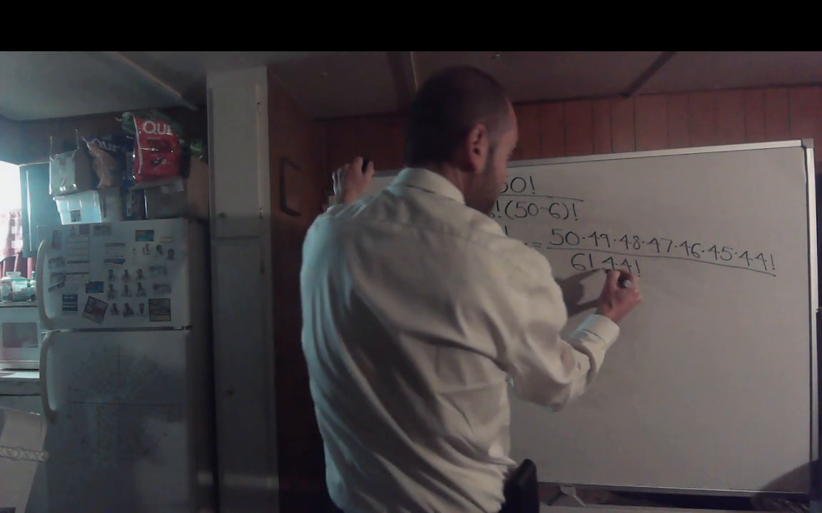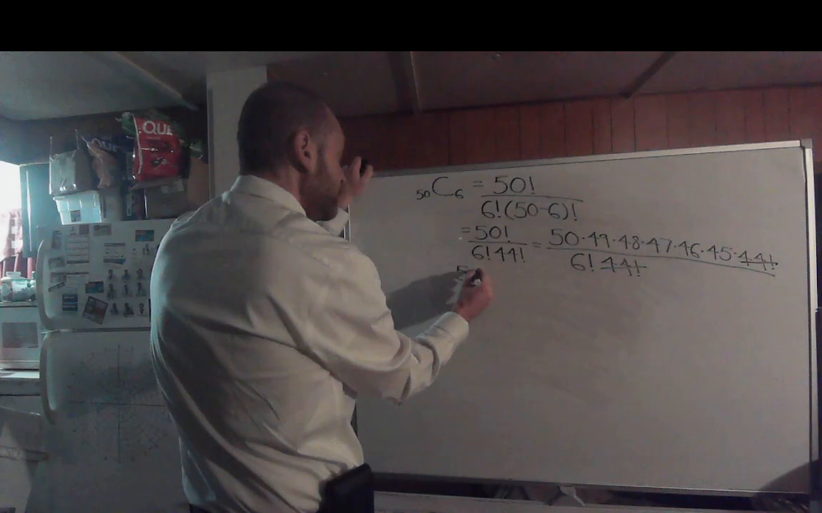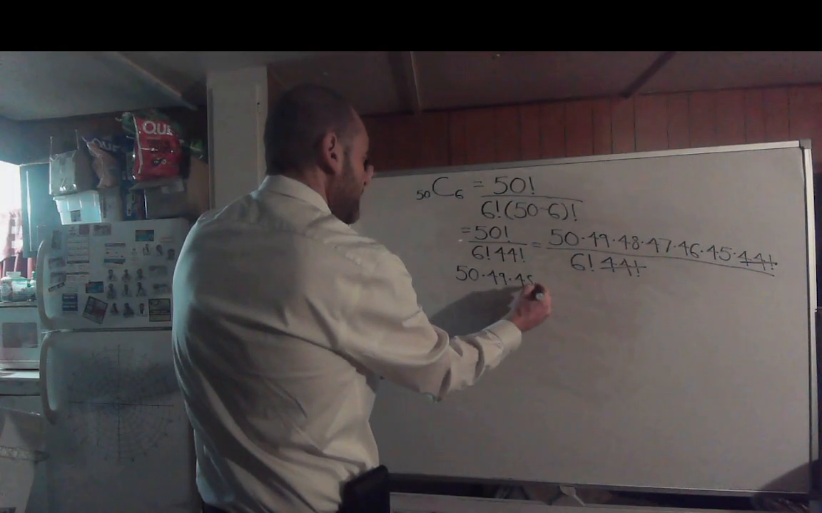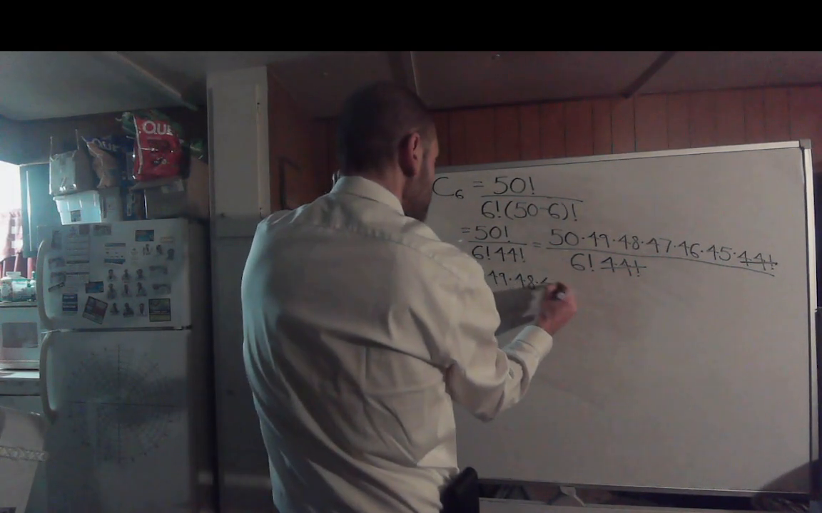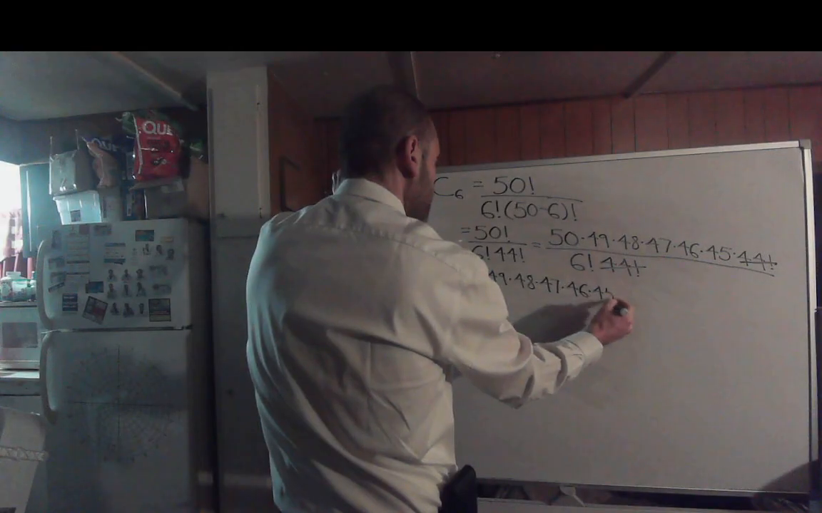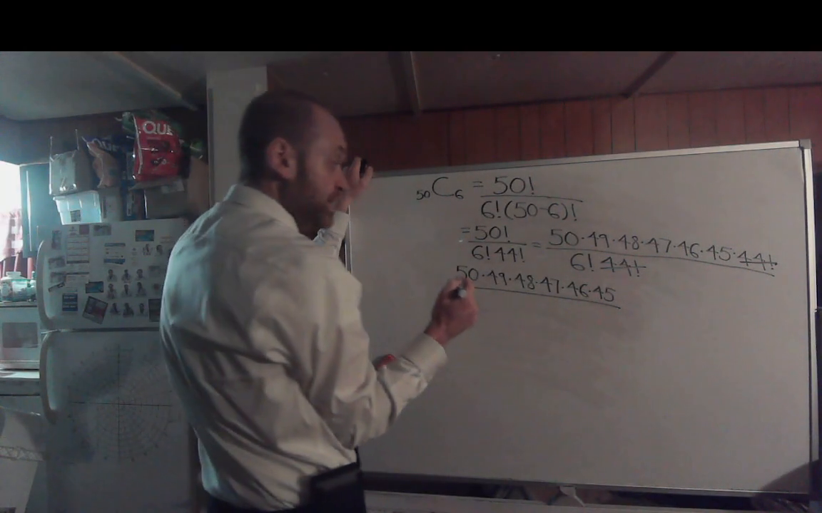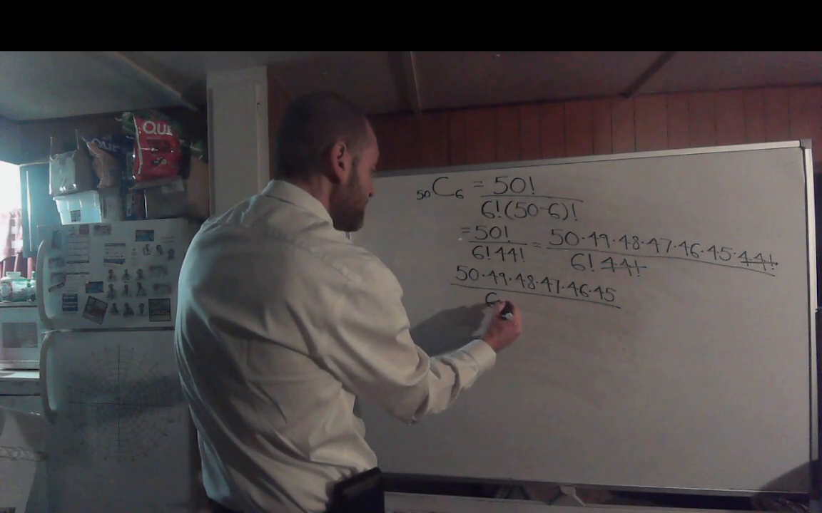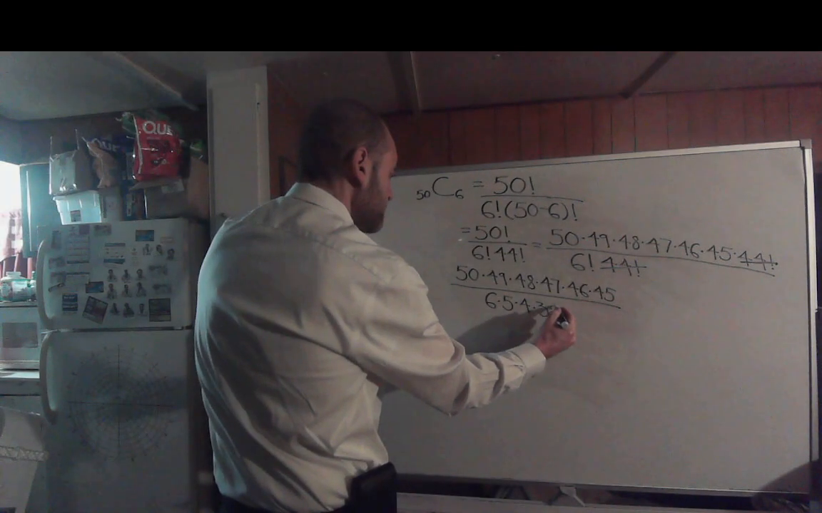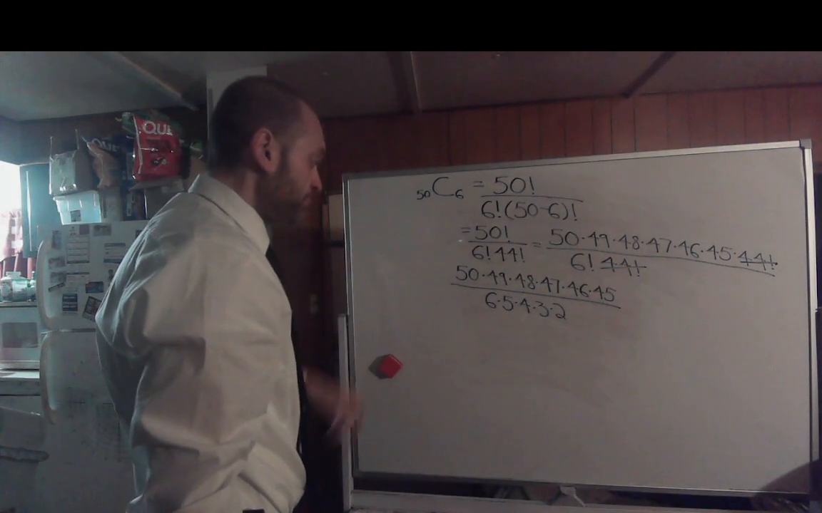Well, the good news is your 44 factorials will cancel. You're now left with 50 times 49 times 48 times 47 times 46 times 45 all over your 6 factorial. Well, what is 6 factorial? That's 6 times 5 times 4 times 3 times 2, and we could really write times 1, but that's not necessary.